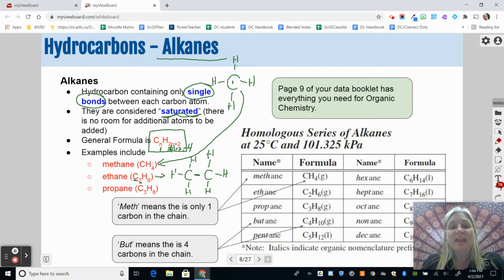So this is ethane. You can see the only thing that carbon is attached to is either a single bond to another carbon or a single bond to a hydrogen. Right? And that's what makes it an alkane.